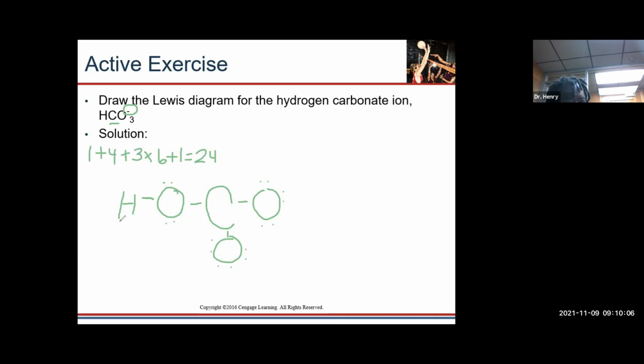So hydrogen has 2 around it, so hydrogen is good. Oxygen has 8 around it, so this oxygen is good. This oxygen has 8 around it, so this oxygen is good. And this oxygen has 8 around it, so this oxygen is good. But carbon only has 6 around it. So we need to find a way of making it so that carbon has 8 around it. What can I do?